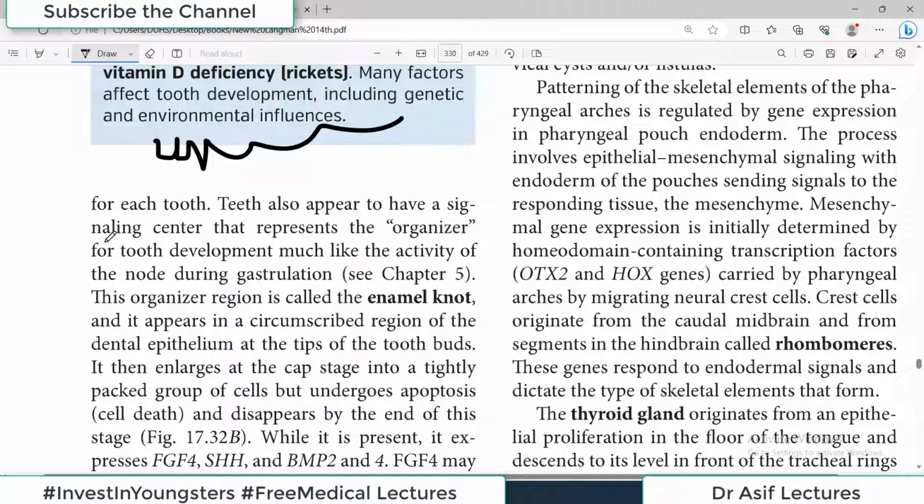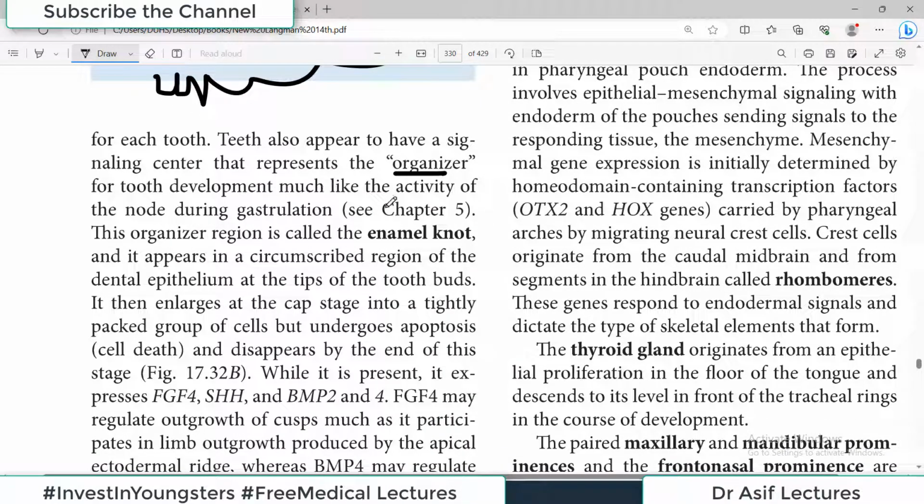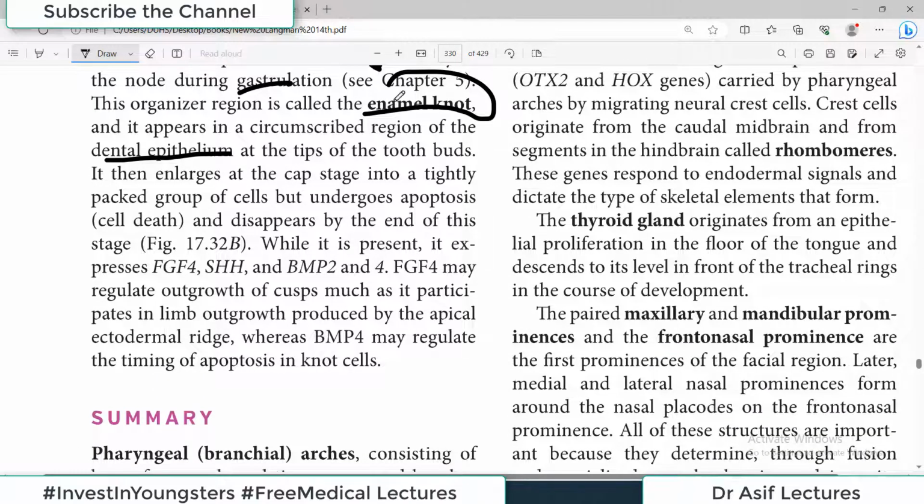Teeth also appear to have a signaling center that represents the organizer for tooth development, much like the activity of the node during gastrulation. This organizing region is known as enamel knot. That's a theory, and it appears in a circumscribed region of the dental epithelium at the tip of the tooth bud. So that's what is believed, that there is an enamel knot formation which perhaps controls the process of development of teeth. But again, we don't know with clarity कि ये exactly होता कैसे है.